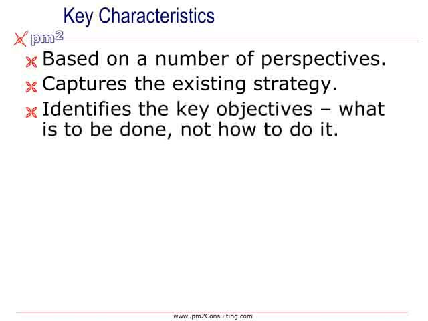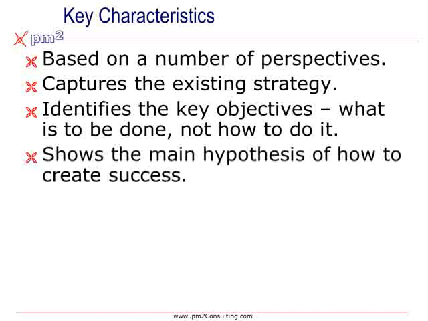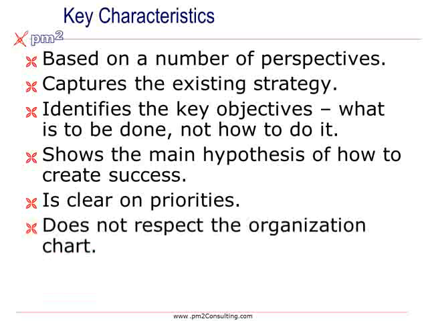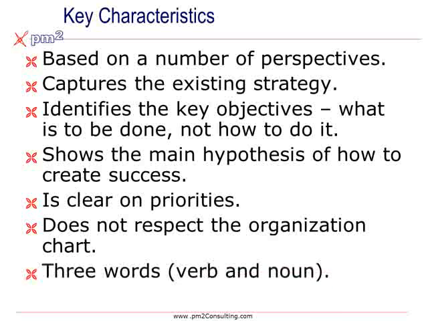3, they need to identify the key objectives, what's to be done, not how to do it. They need to make sure that they show the main hypothesis of how to create success, not the millions of ancillary ones. We have to be very clear about what our priorities are. We need to make sure that it does not respect the organization chart, but rather talks about the cross-functional execution of strategy. We need to make sure that it's simple, just 3 words. And finally, it's got to be memorable.